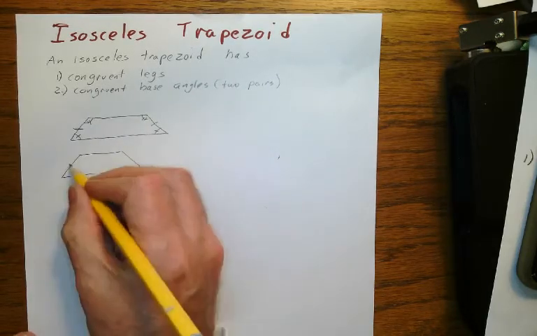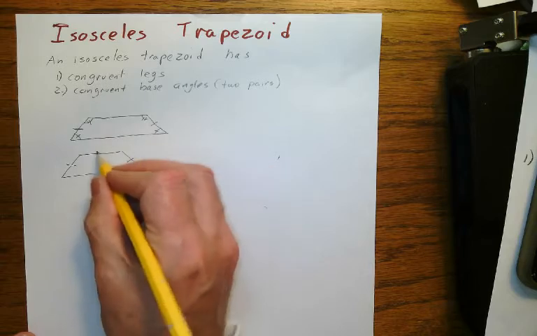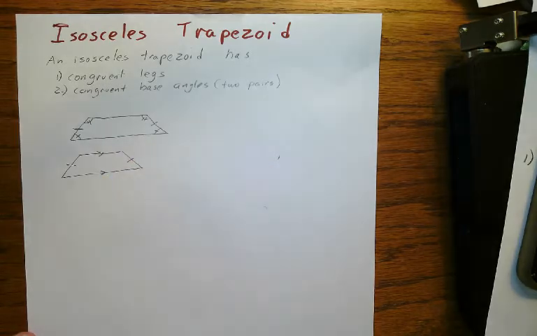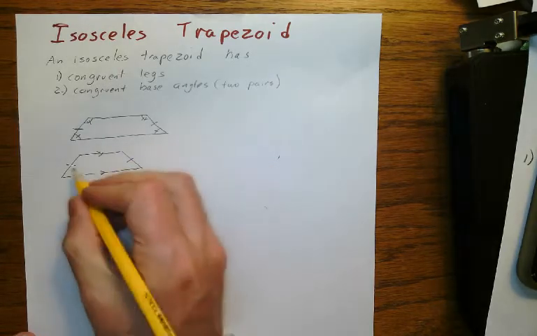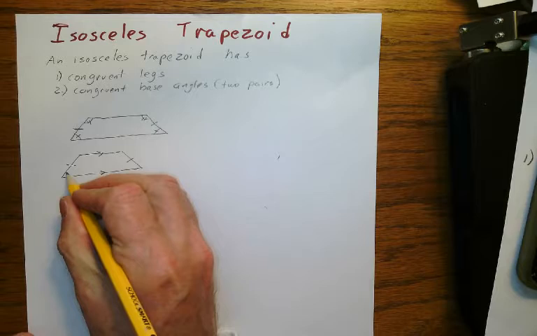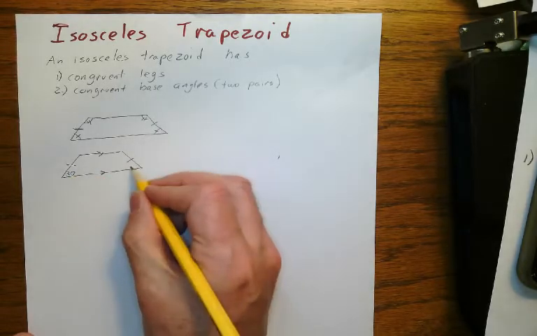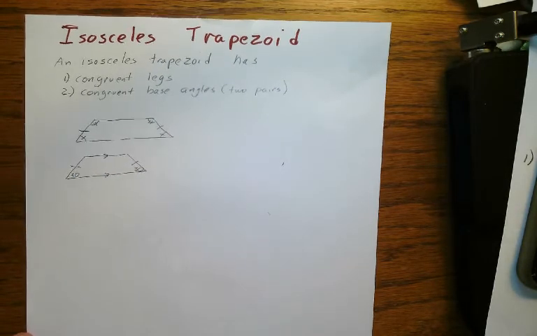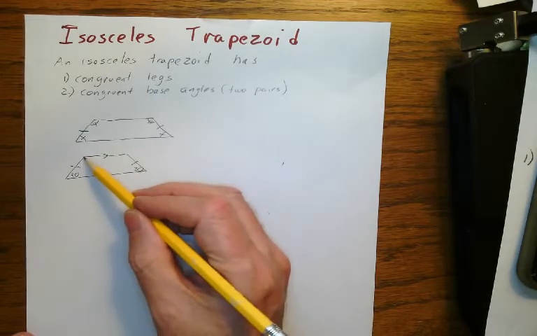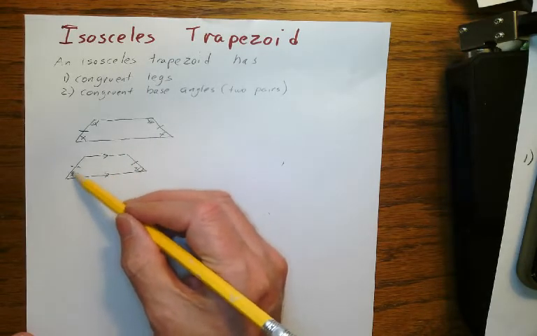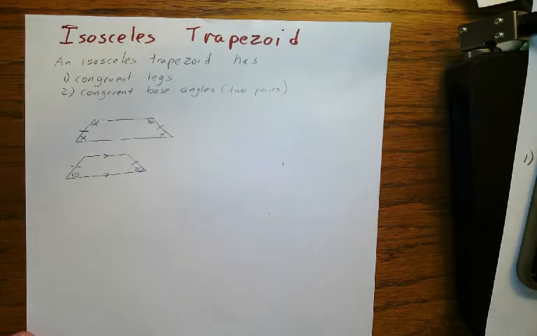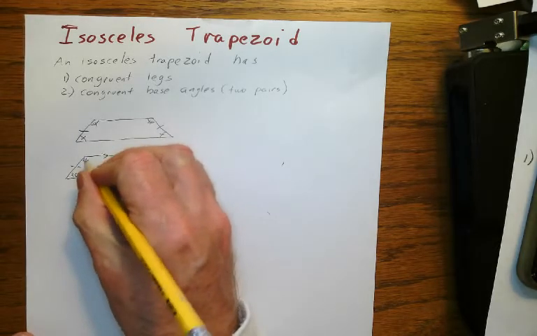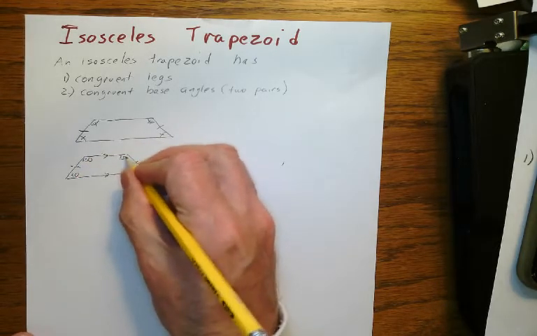This is an isosceles trapezoid with two congruent legs and two parallel bases. If this angle is 30, then this angle is also 30 because base angles are equal. And then for any trapezoid, angles along the leg are supplementary. So that means this angle is 150 and that angle is 150.